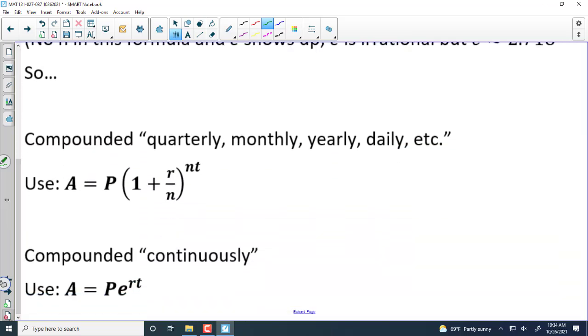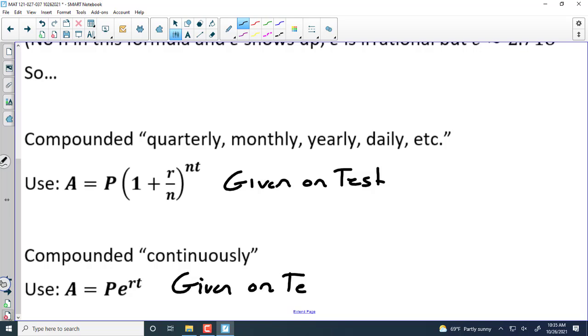So our two formulas, and both of these are given on the test, so you don't need to memorize either of the formulas. You just need to learn how to use them. Both of these are for compound interest. And if they tell you how often interest is compounded with a word, quarterly, monthly, semi-annually, yearly, daily, something like that, then you use this formula. And if they tell you continuously, then you use this formula right here. That's it.